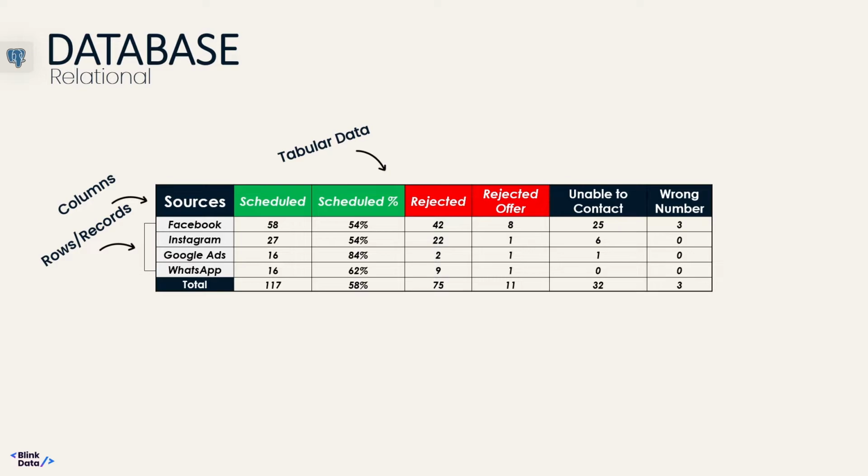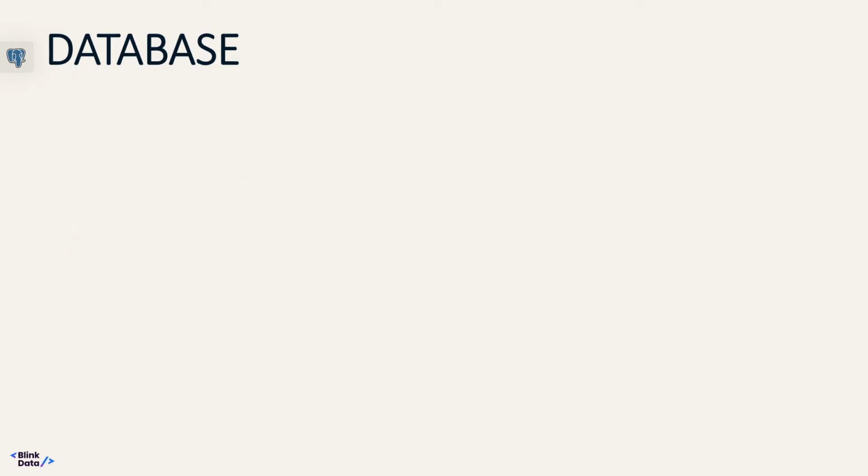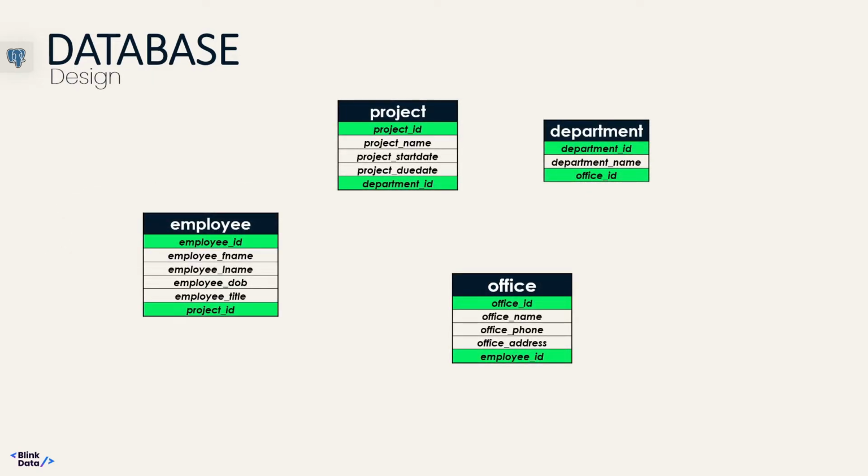To understand relational databases, let's have a look at the following conceptual database design. As you can see, we have multiple tables. Each table is independent or unique, and that is called an entity. An entity is unique. For example, it can represent employees, projects, and departments. Each entity has some characteristics. These characteristics are called attributes, such as employee ID, employee first name, and employee last name.